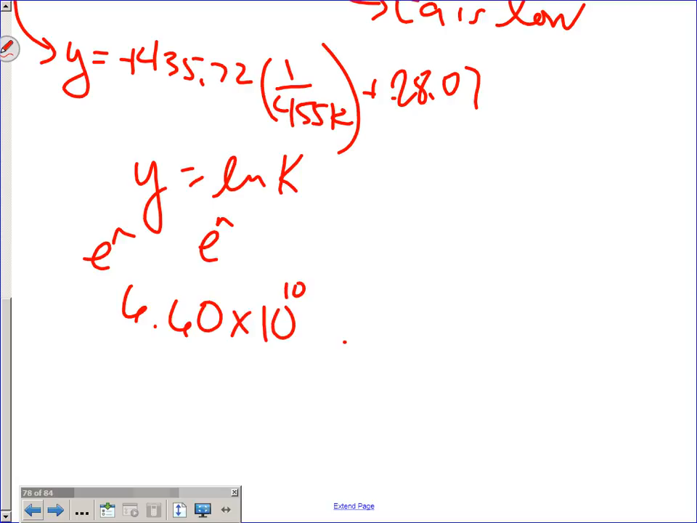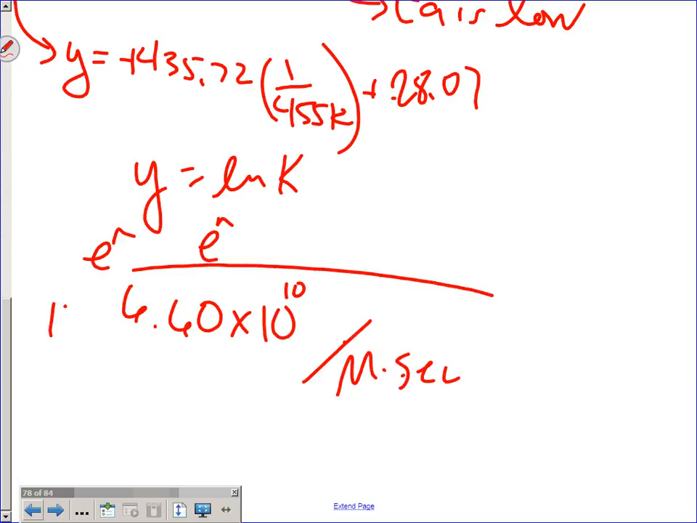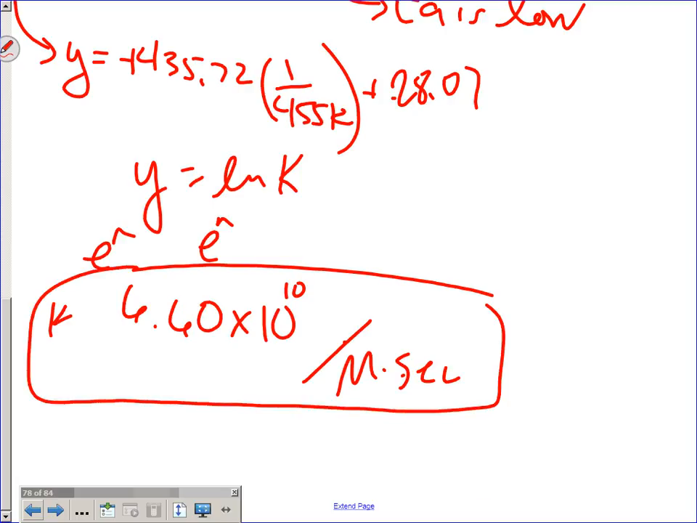What is the unit again? Per molar, per molar second. Good. Okay, so this is K. And does that agree with all of our other Ks? Yes, because it is enormous. Thank you. All right.